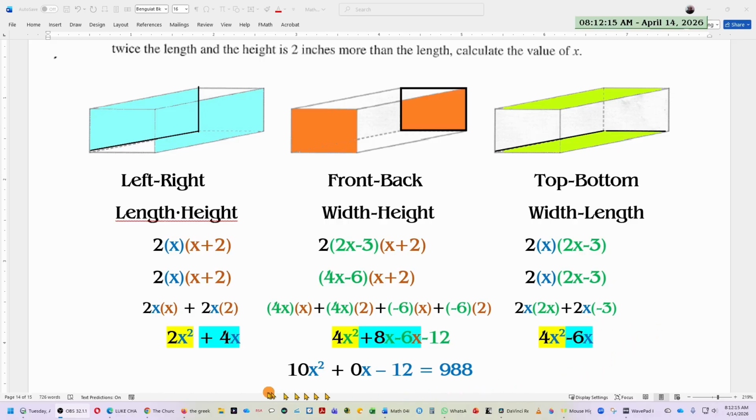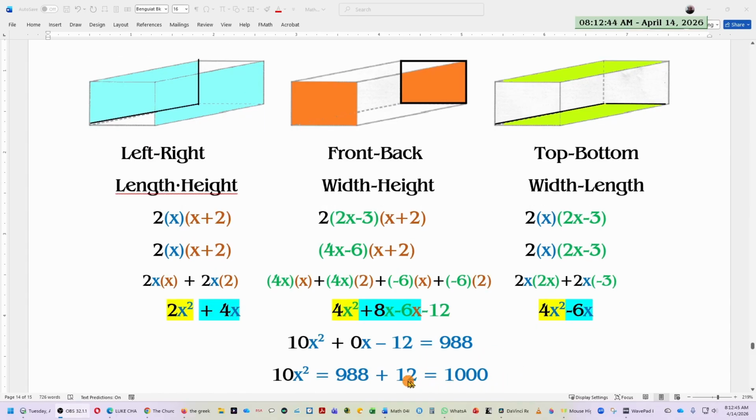Now I focus on each term. So these are the x squares. I have 3 of them. I have them in yellow. That's going to be 2 plus 4, which gives us 10. When I focus on the x's, which I have in blue, 4 plus 8 is 12. 12 take away 6 is 6. And 6 take away 6 is 0. So there are no x terms. And there's only one term, minus 12. So of course, this minus 12 needs to move over, and that's going to be added, because when you move a number across an equal sign, the sign will change. And so that's going to give us 1,000.